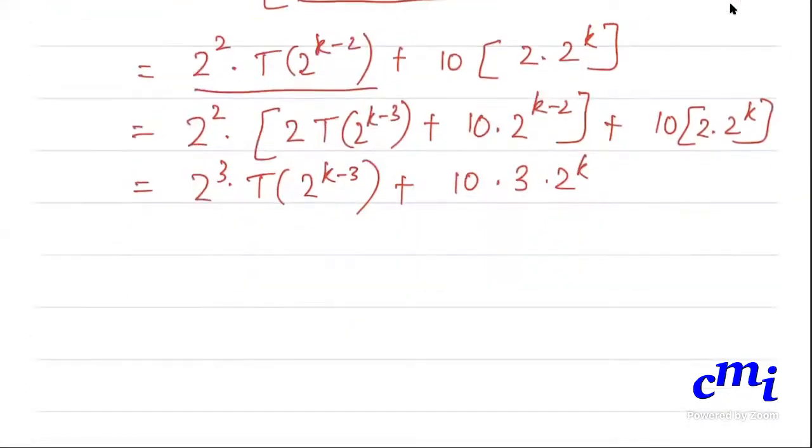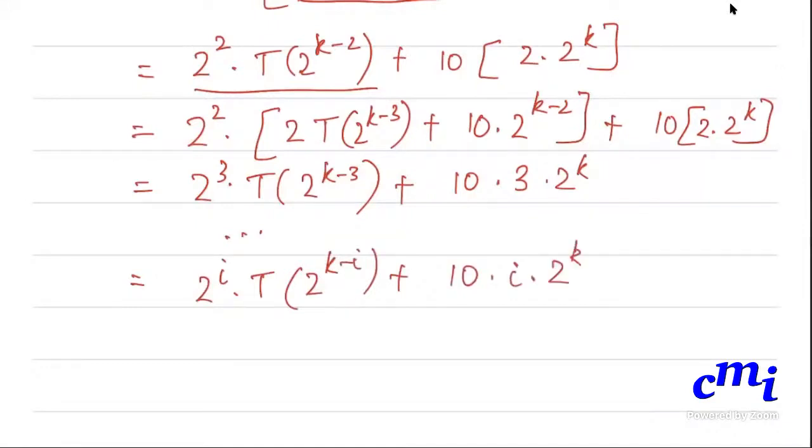So what is this pattern? If you keep on going, if you do i steps, what will it be? It will be 2^i times T(2^(k-i)) plus 10 into i into 2^k. Is this clear? If you keep on expanding, the 3 here is the same as the 3 here, and then there is 3 there. So you will say i. Okay, when will you stop? When k equals i.